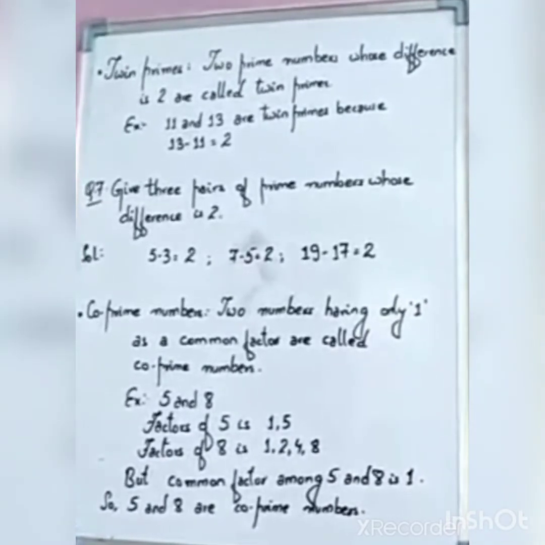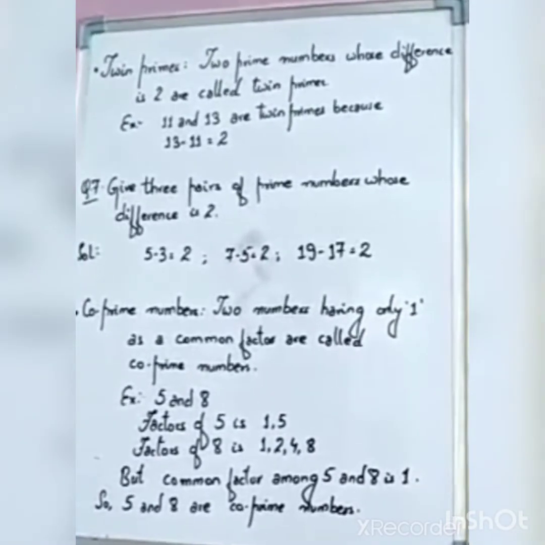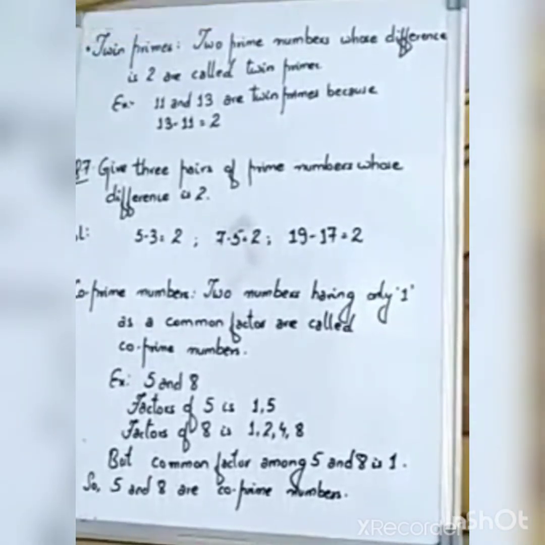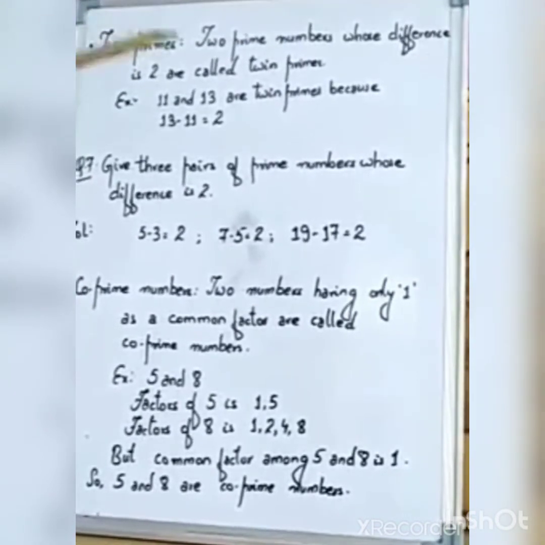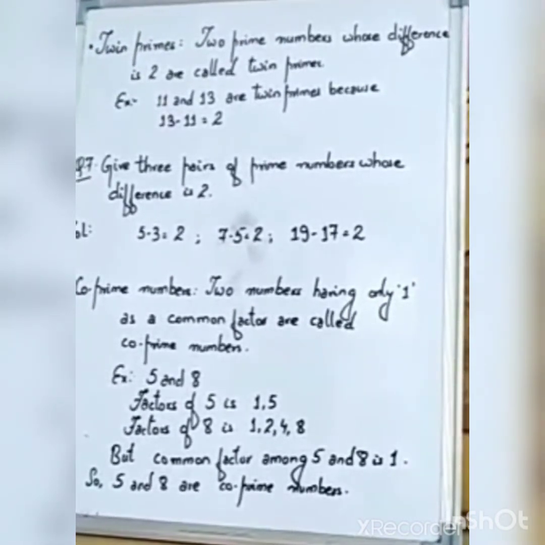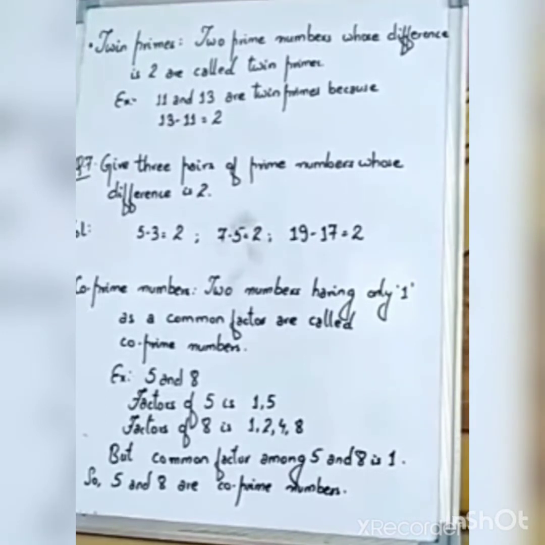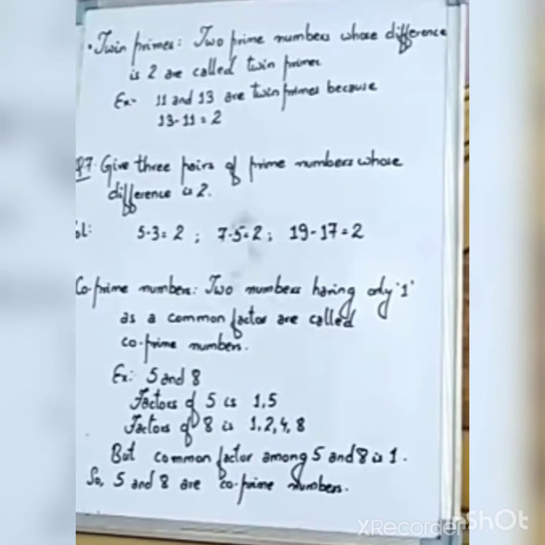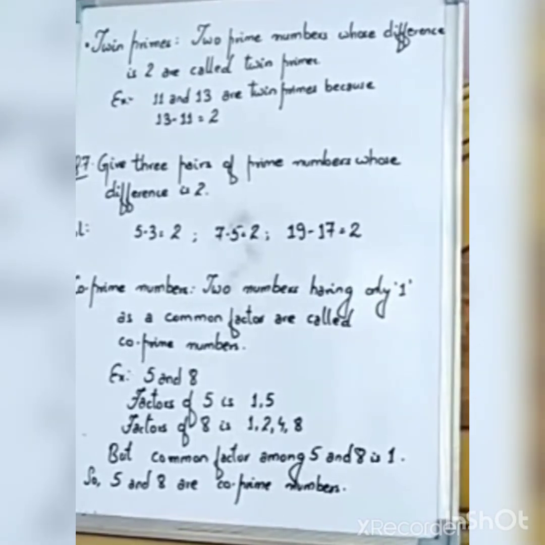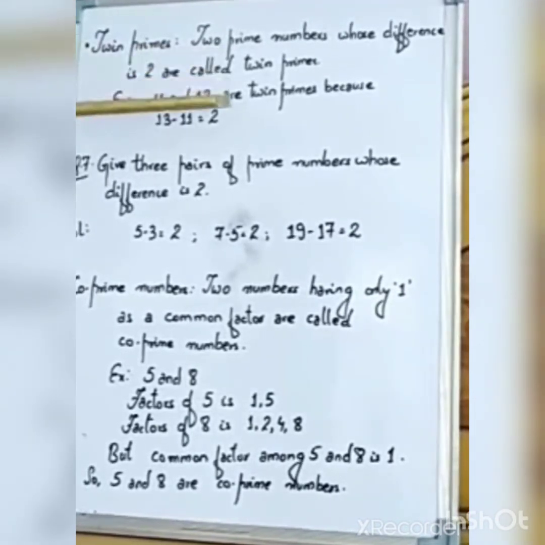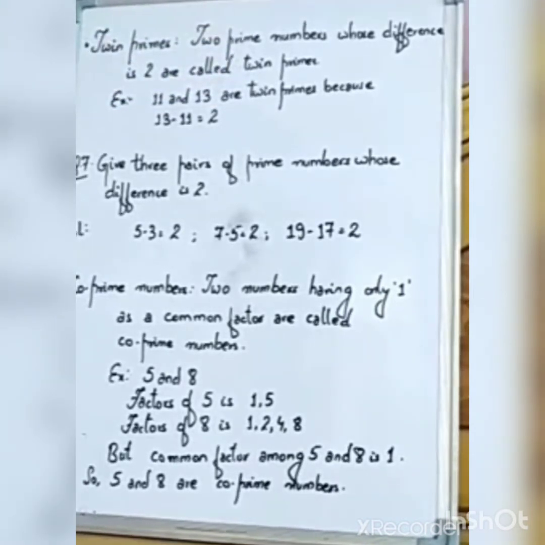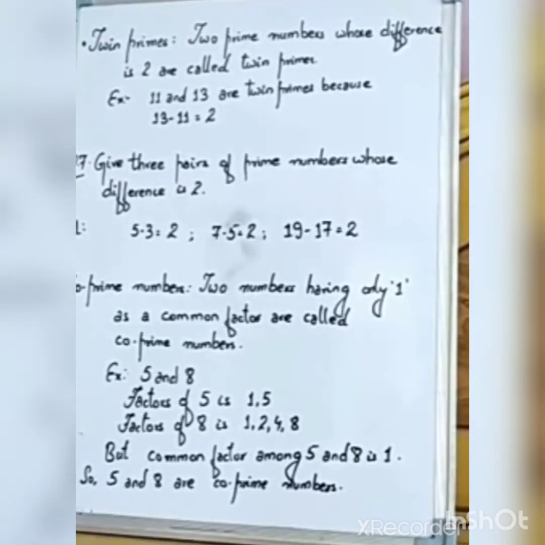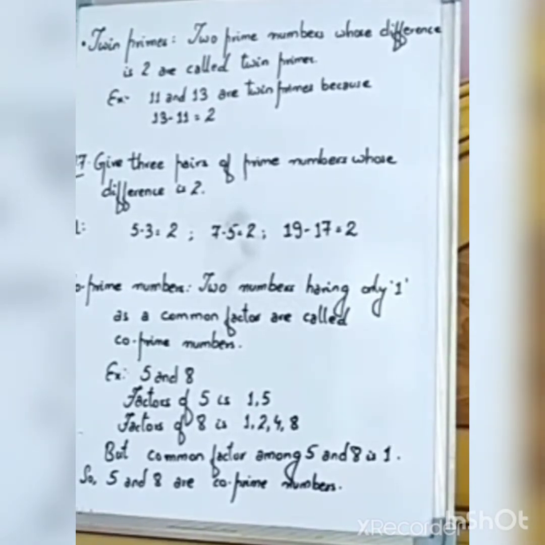Now we will discuss the next type of number, that is twin primes. What are twin primes? 2 prime numbers whose difference is 2 are called twin primes. Means if we are taking any 2 prime numbers and their difference comes out to be equal to 2, then those 2 numbers are known as twin primes. Example, 11 and 13 are twin primes because if we subtract 11 from 13, our answer is 2. So it is a twin prime.